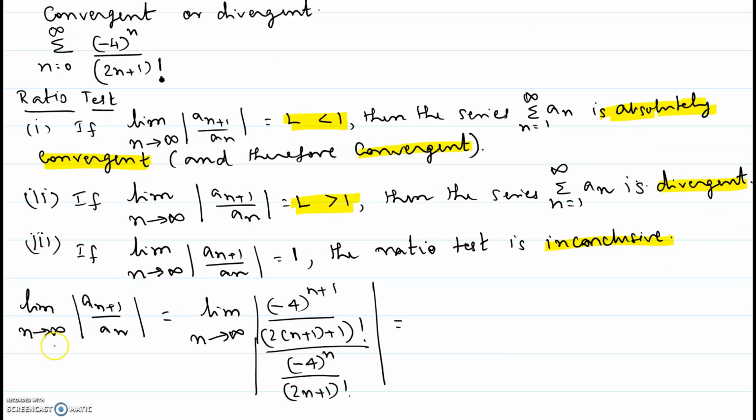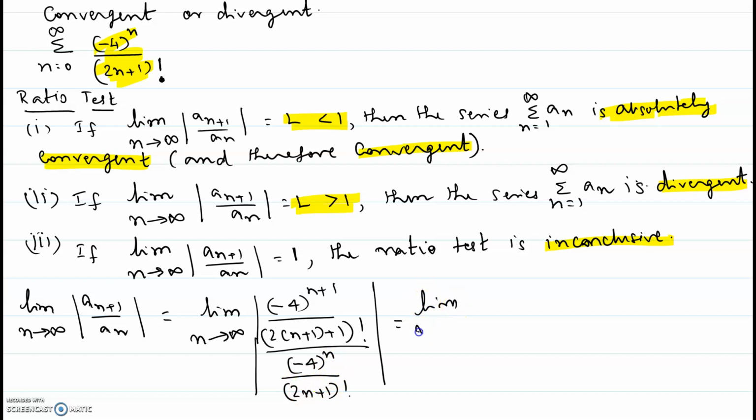So let's find the limit as n approaches infinity of the absolute value of a sub n plus 1 over a sub n. What we see here is the nth term, and we are going to change the n to n plus 1 in order to get a sub n plus 1. So it is negative 4 to the n plus 1 over 2 times (n plus 1) factorial, divided by a sub n, which is the given expression, negative 4 to the power n over (2n plus 1) factorial.